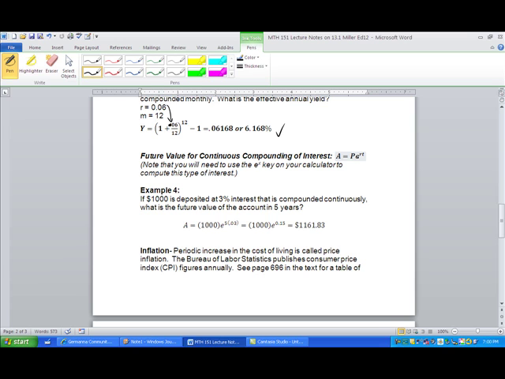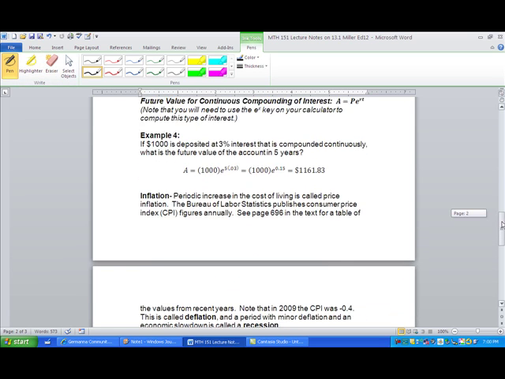Just make sure you use the E to the X key on your calculator. I'm having trouble getting my highlighter to work. For some reason it's not working. Okay.